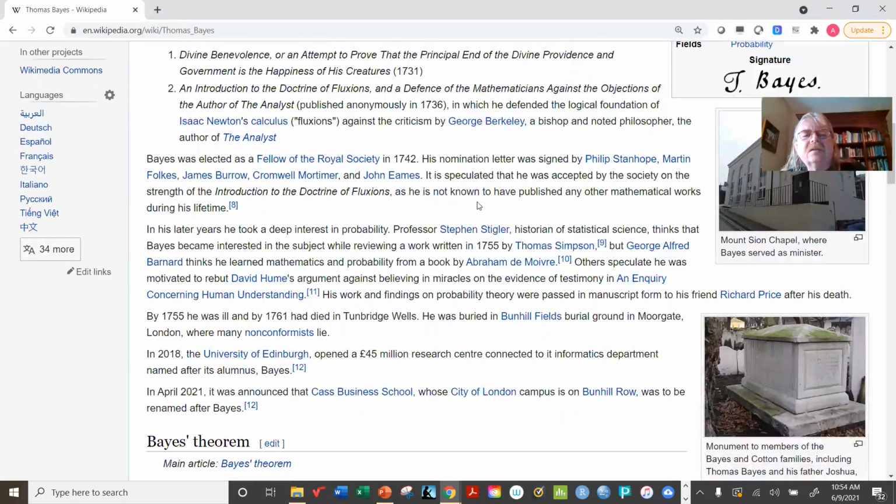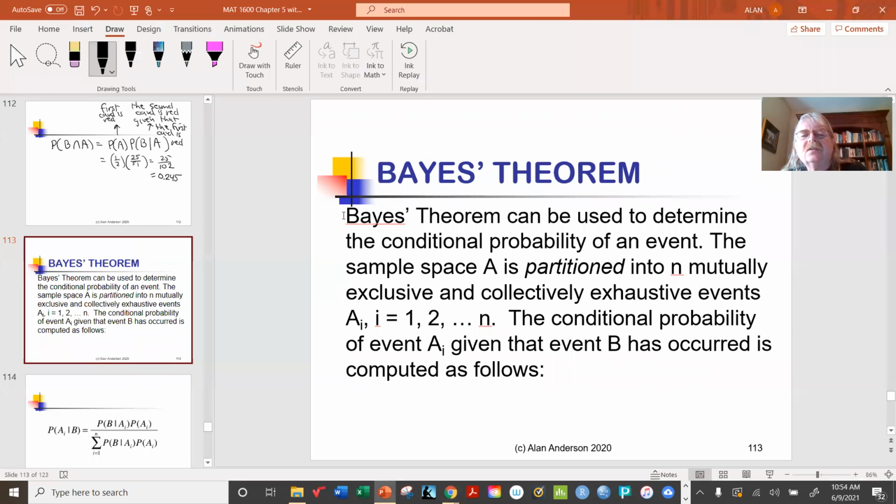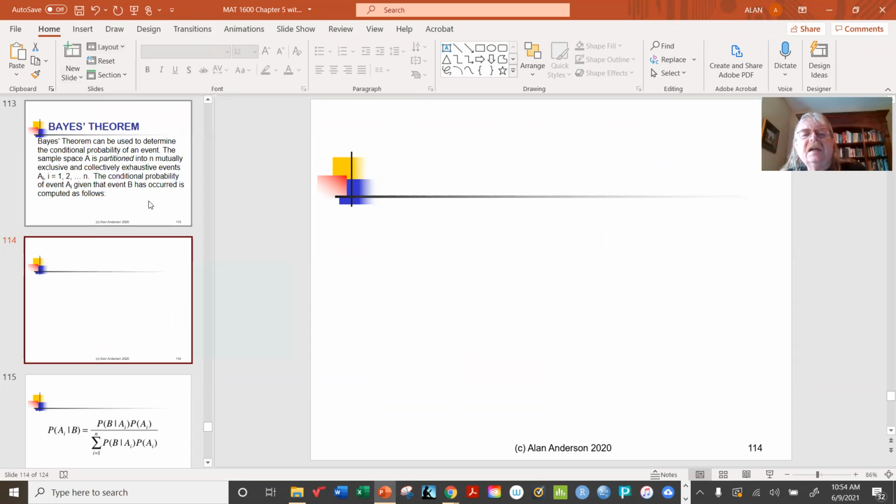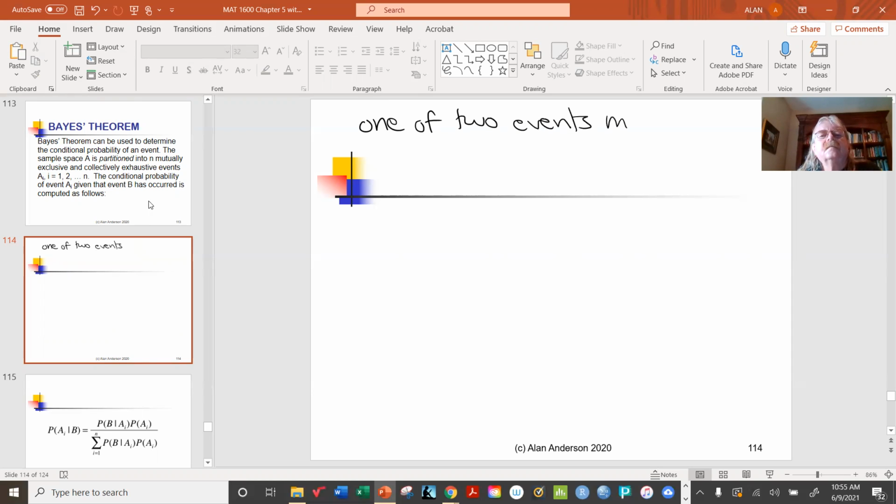So anyway, what we're about to do is look at his theorem, which assumes, let me just show you exactly what we're assuming here. Suppose that we've got a situation where one of two events may be true. And let's say that either we have strong rainfall and weak rainfall. And that pretty much covers all the possibilities.